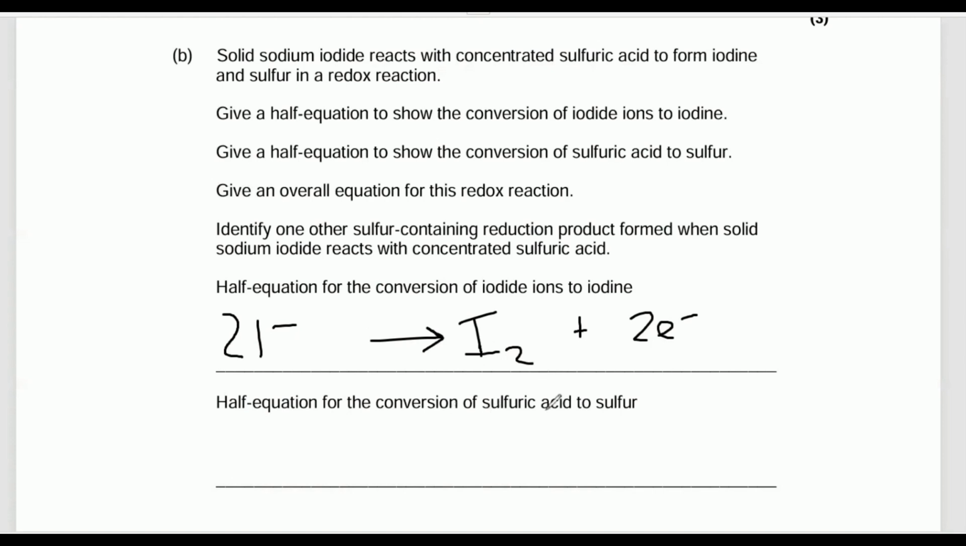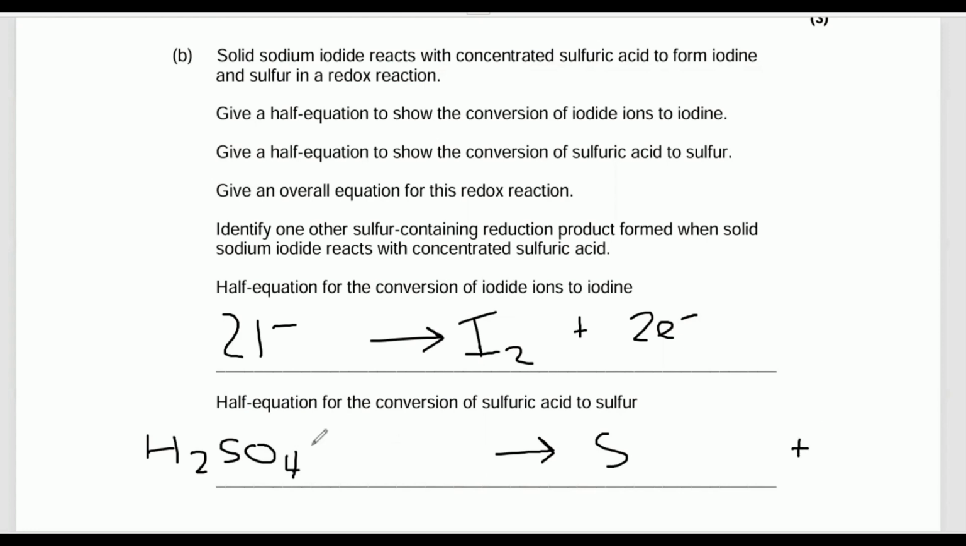Half equation for the conversion of sulfuric acid to sulfur. So what we want to do here, they've told us that we've got sulfuric acid on this side of the equation. I'm going to draw an arrow, leave a big fat bit of space. You can always move that over after. And then it says to sulfur. Now I just need to add in the other products. The fact that I have oxygen here when you're doing half equations always means you're going to make water.